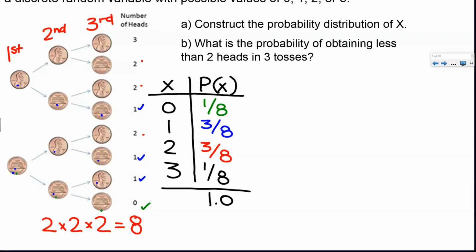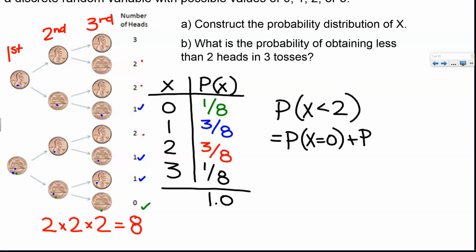All right, now that's the hard part. Once we have that, then we're just using the table to answer questions. So what's the probability of obtaining less than 2 heads in 3 tosses? We have the probability that x is less than 2 is equal to the probability that x is equal to 0 plus the probability that x is equal to 1.